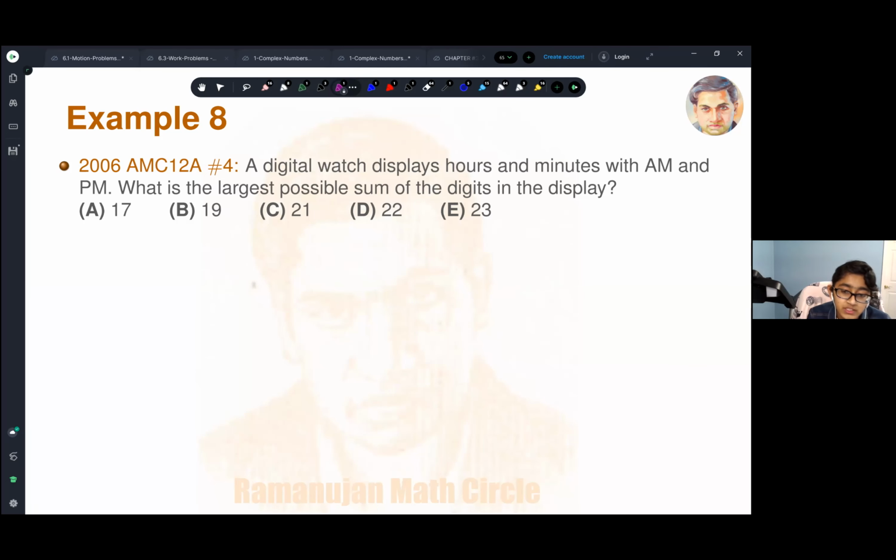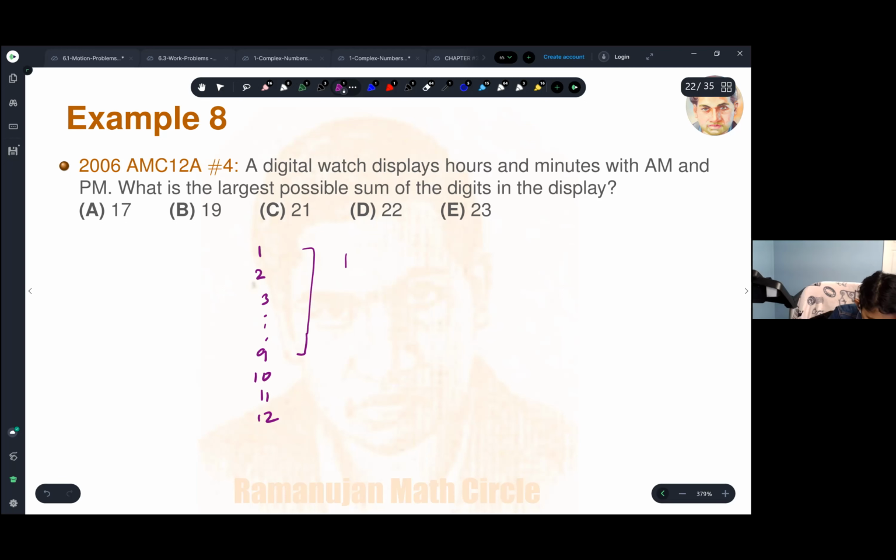Okay, so this one's relatively straightforward because you just view it in terms of hours and minutes, and then you try to maximize it. So for hours, you're going to have 1 hour, 2 hours, 3 hours, and so on till 9, 10, 11, 12. So the sum of these, 1 through 9, would be as usual. But these would be 1, 2, and 3.